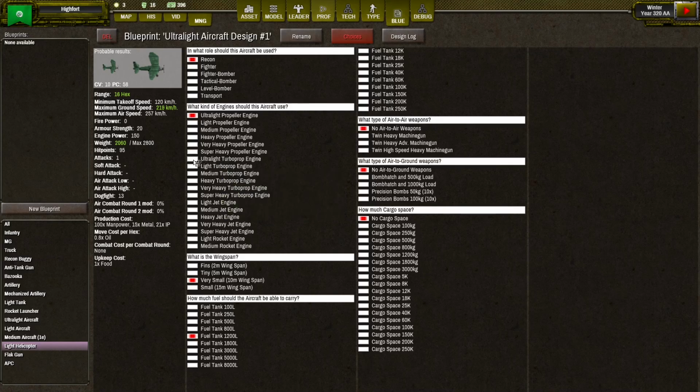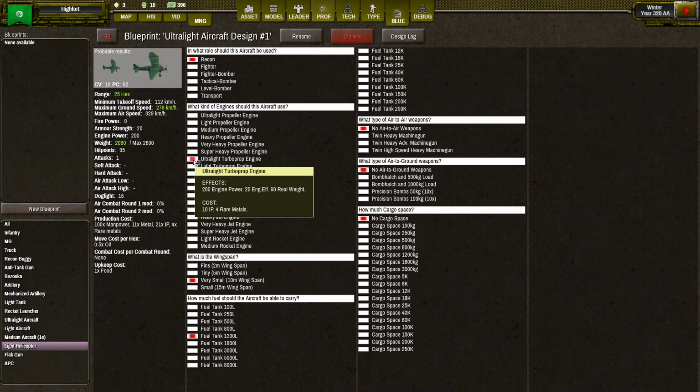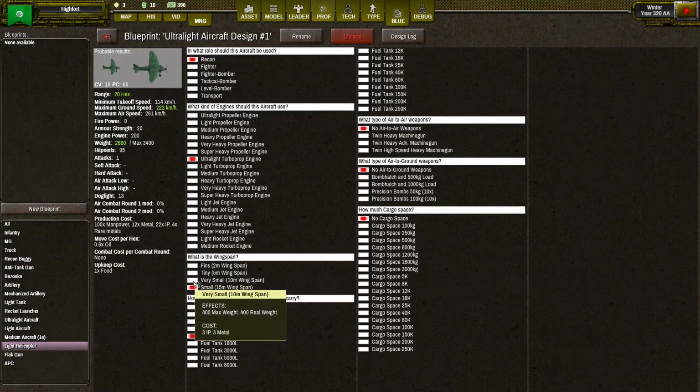So if I use more engine power with the same weight, I will increase the range to 25 this time. Please notice that increasing it further doesn't change the range. So 25 is the optimal number with that engine because we increase the engine power by 50 points more. So now maybe let's check. No, this is not helping.